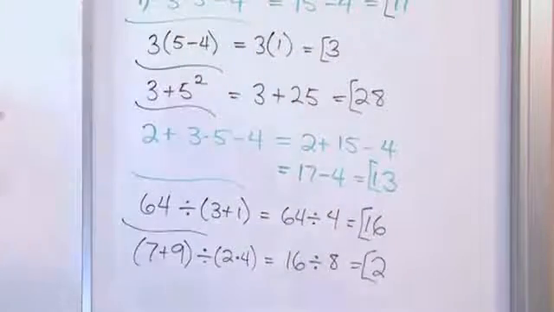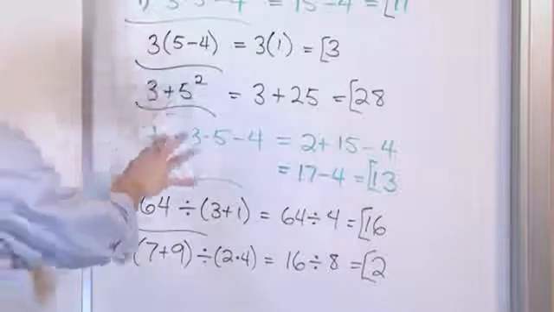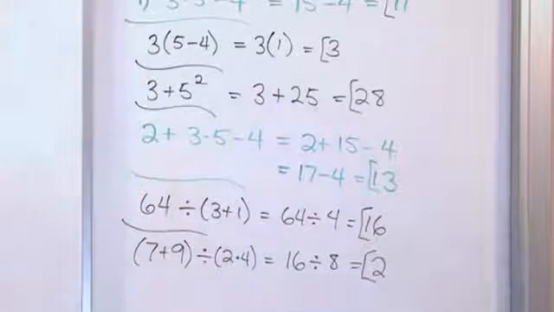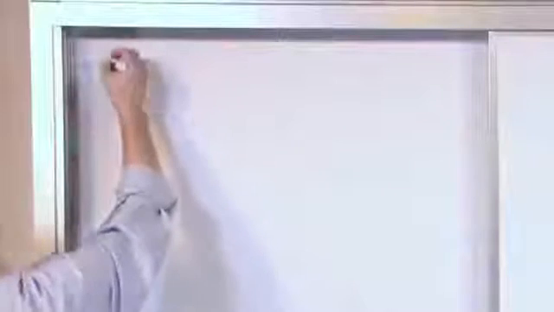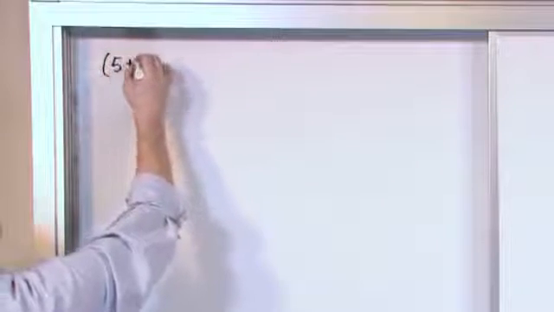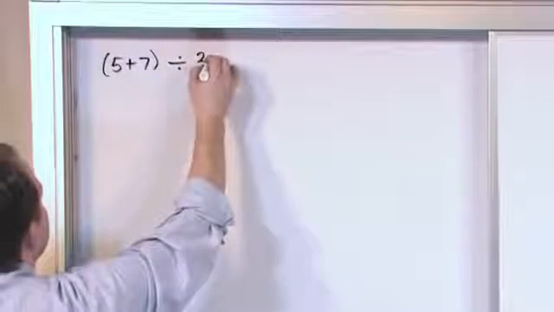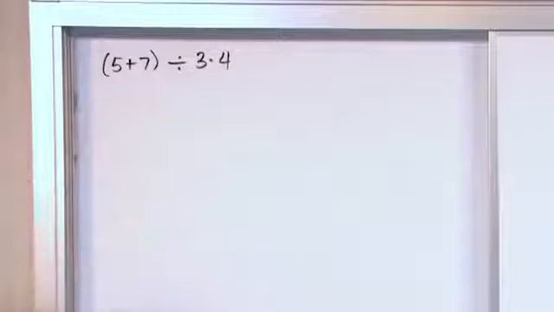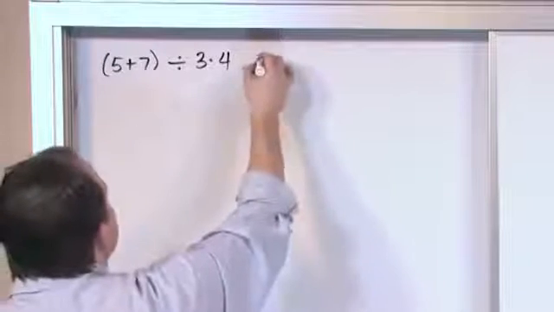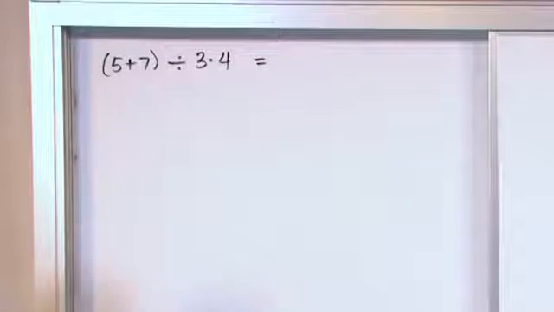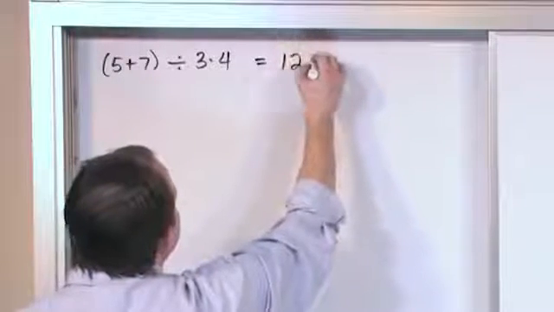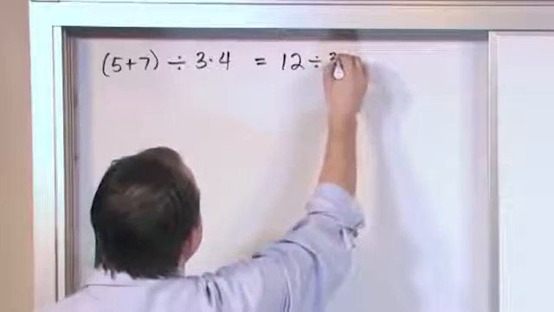Now what we're going to do is erase the board and do a couple more quick examples involving order of operations to wrap this section up. Okay, what if we have (5 plus 7) divided by 3 times 4? The first thing we do is try to look for parentheses. We see that we have parentheses, so we do that first. 5 plus 7 gives us 12. So we just write a 12 and we carry the rest of the problem along for the ride.